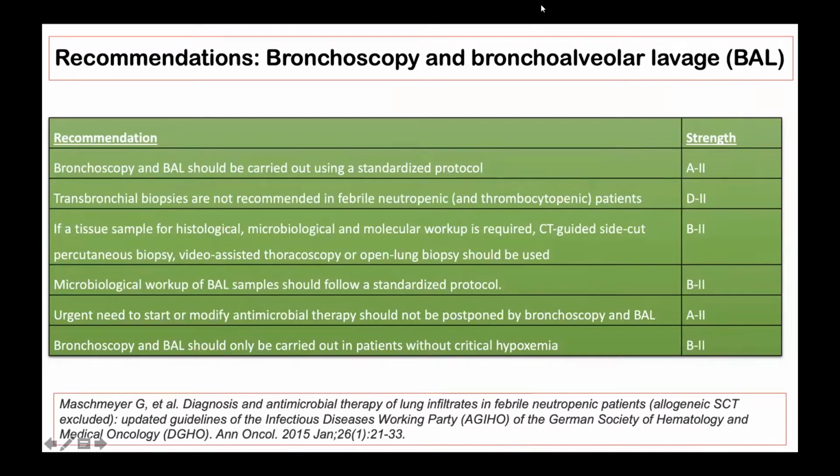Microbiologic workup of BAL should follow a standardized protocol. For example, in our setup, we usually send for cytology, for PCP stains, for fungal and AFB and routine stains, and then a fungal culture, AFB culture, routine culture, and then MTB PCR.